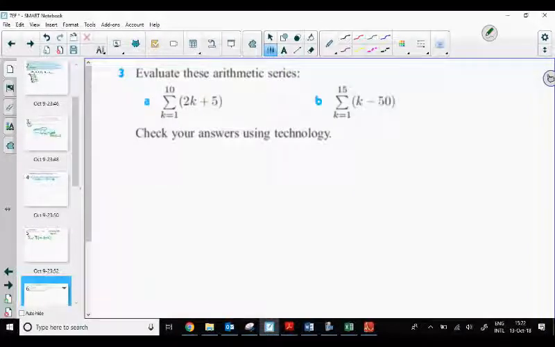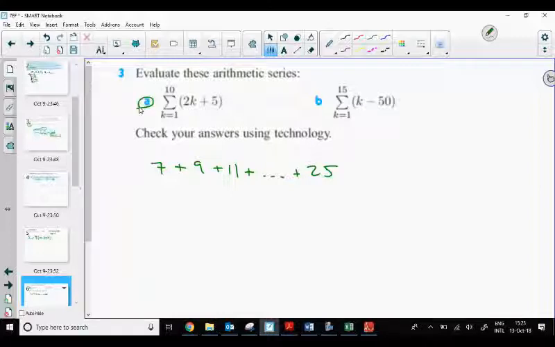For sigmas, we want to evaluate this by hand, and then I'll also show you it with technology. So by hand, let's start listing out what this sum is. When k is 1, I get 2 plus 5, which is 7. When k is 2, I get 4 plus 5, which is 9. When k is 3, I get 6 plus 5, which is 11, and so on. So it's an arithmetic sequence. It has a common difference of 3, and we need to go all the way up to when k is 10, so that's going to be 25.